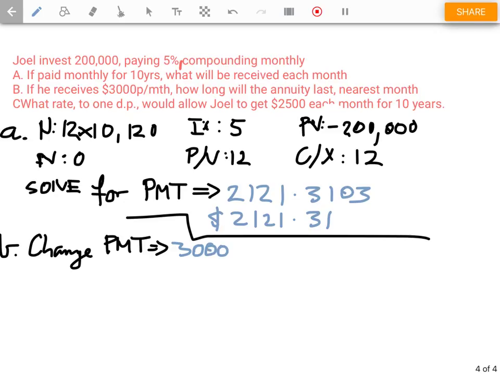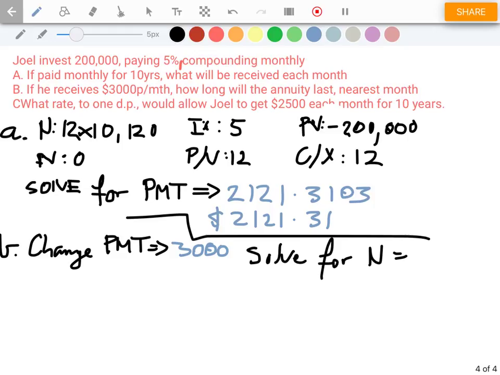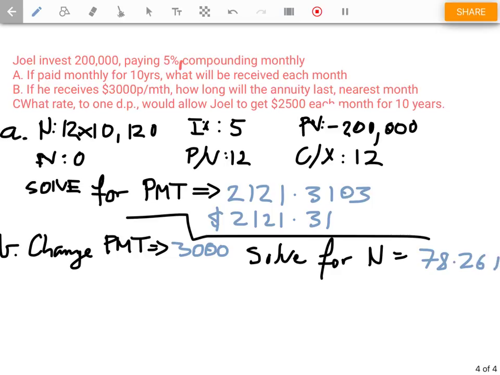Okay. Now, after that, solve for N. So we know how many months he can get paid for, and you'll get a value of 78.264 if we round it, or 78 months. So what's that? Just over between 6 and 7 years.